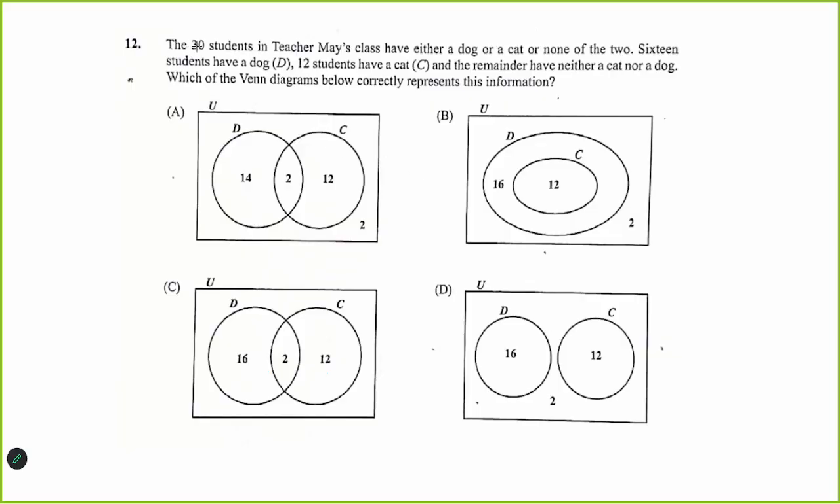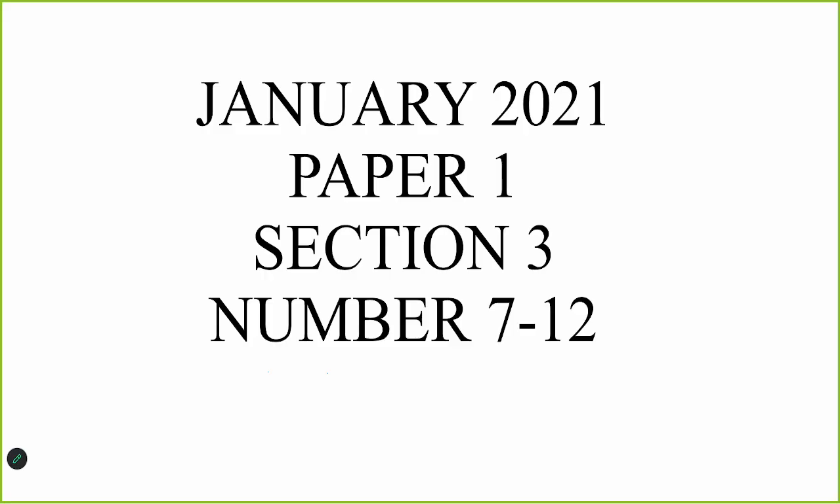This one here: 30 students in Teacher Mate's class have either a cat or a dog or none of the two. 16 students have a dog, 12 students have a cat, and the remainder have neither a dog nor a cat. So they don't have anything in common. So it will be D. Right? So 16 is a dog, 12 is a cat, and the rest of the class have neither a dog nor a cat. So it would be D. Right? That's the end of May, June 2021.